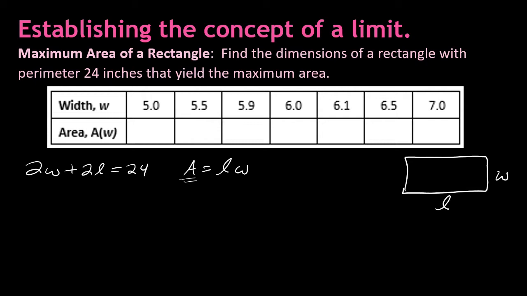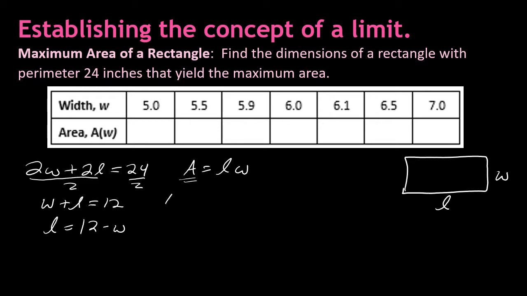So what I'm going to do is come over here to my perimeter equation and solve it for L. So first thing I'm going to do is get rid of some of these 2's. So this is going to become W plus L equals 12, because I can divide a 2 out of each side. And in the end, L equals 12 minus W.